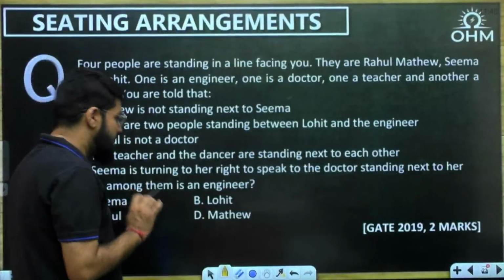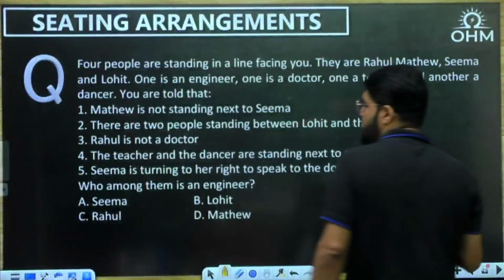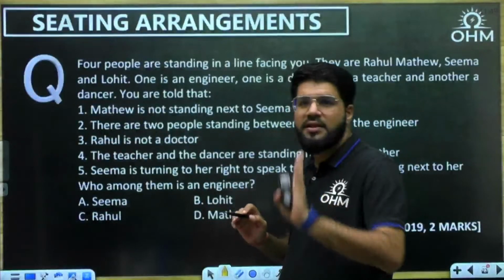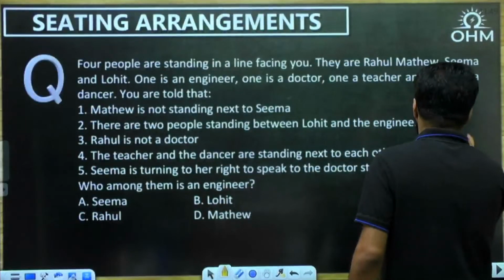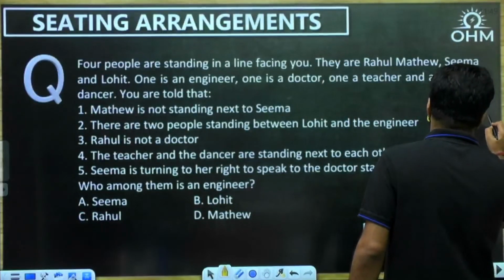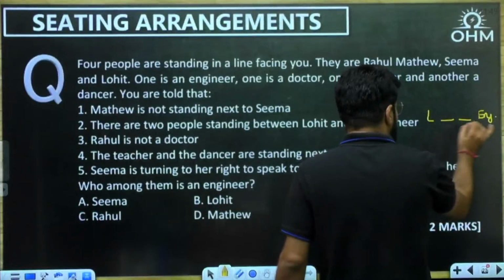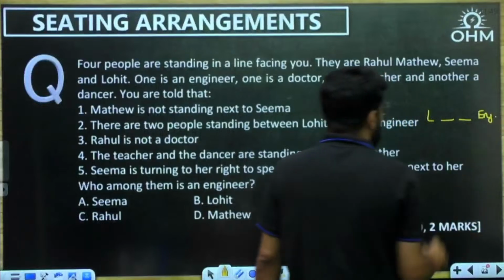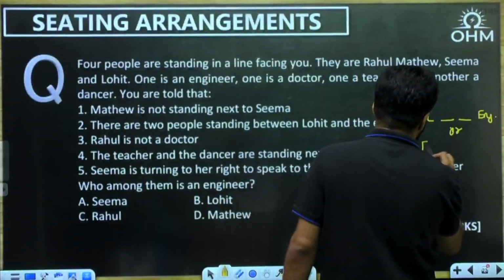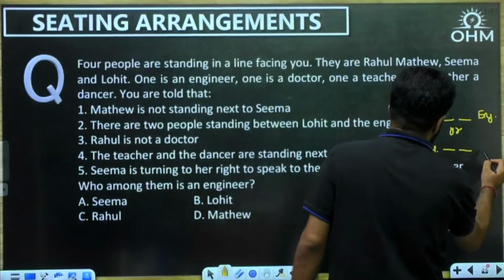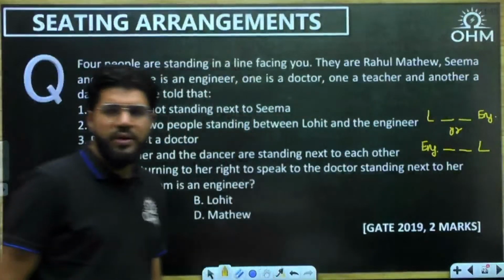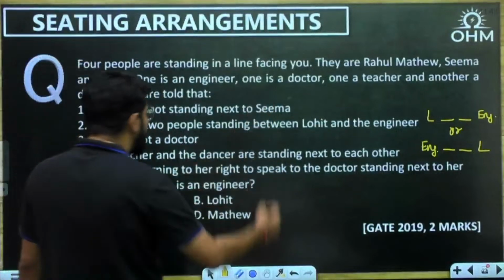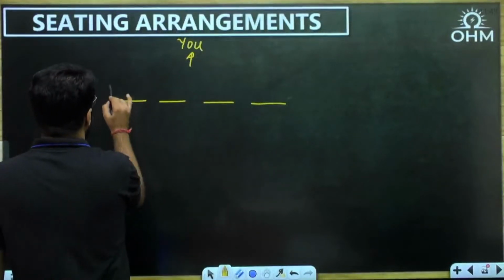I can start with this point only. There are two people between Lohit and the engineer. Out of four, two are between, so Lohit and the engineer are at the corners. Lohit dash engineer: this is the name of the person and this is the profession, and that is what we have to map. It may be Lohit dash engineer, or the other way, engineer dash Lohit. Because two persons come in between them, they have to be at the corners. So let's start with the first, and say Lohit is here.